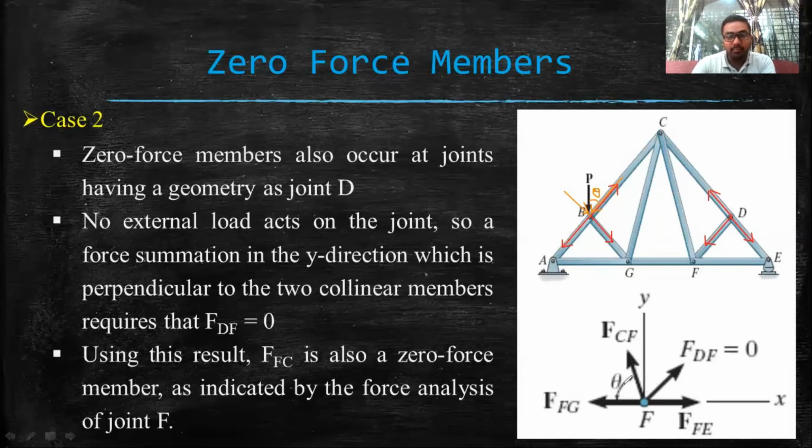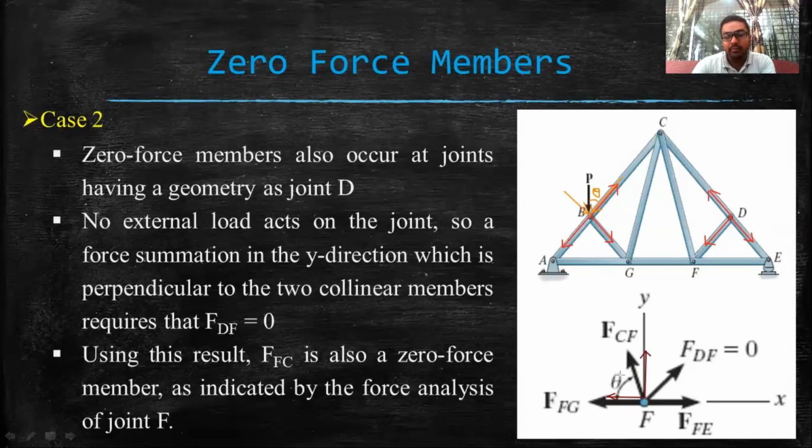Now, if we distribute FCF into two components, one in the vertical direction and another in the horizontal direction, then we can see there will be one component acting in the vertical direction and another component of FCF acting in the horizontal direction. So the vertical component of FCF will be FCF sin theta, and the horizontal component of FCF will be FCF cos theta.